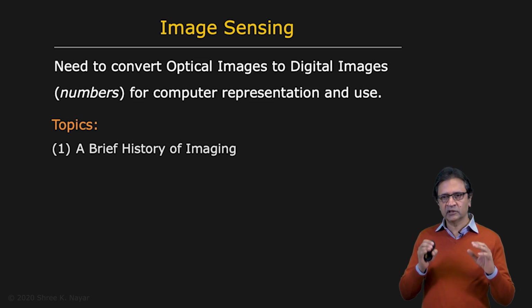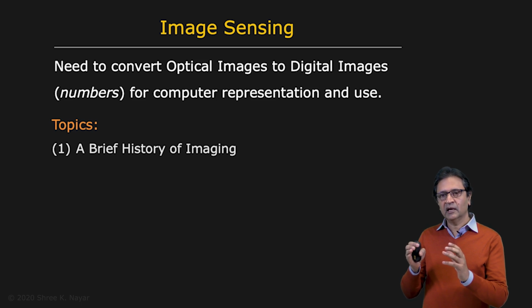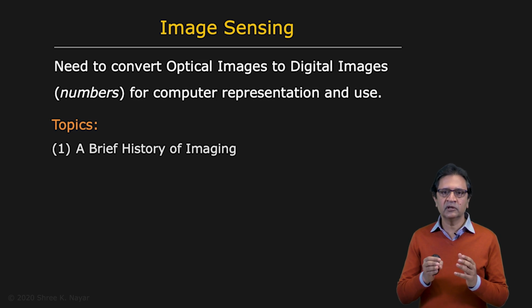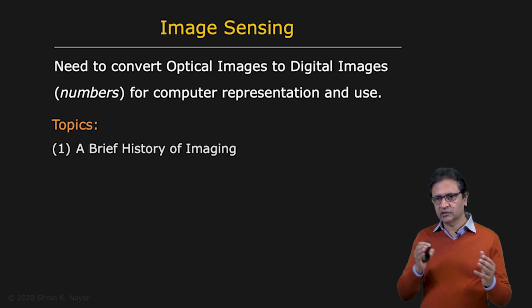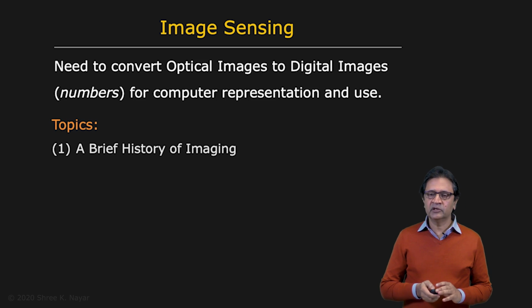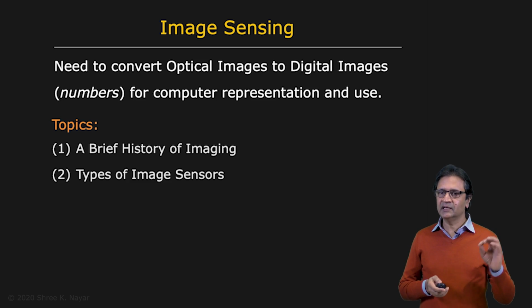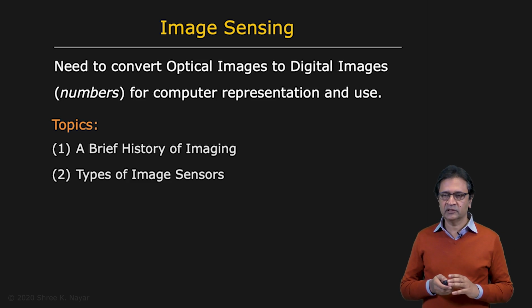We look at the major inventions that led to the camera as it stands today, and we'll argue that perhaps the most important invention that's taken place in the history of imaging is that of the image sensor. And in particular, we're going to look at two types of image sensors, CCD sensors and CMOS sensors, and we look at how they work. It really is a remarkable piece of technology.